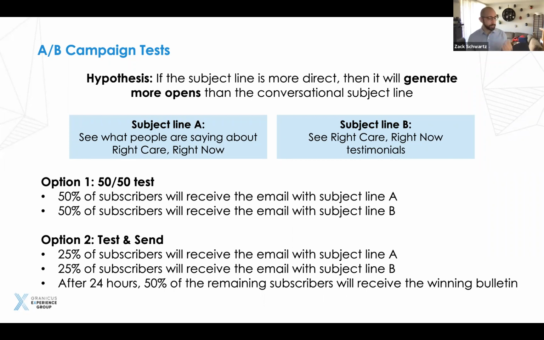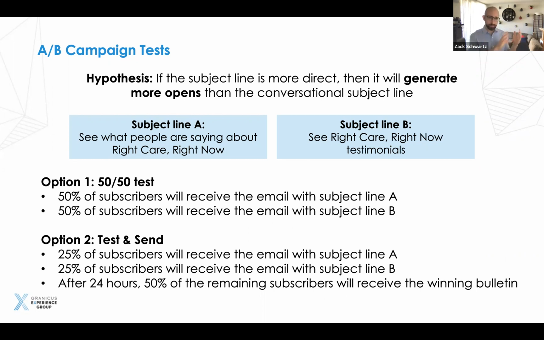There are two different kinds of A/B test available to you in govDelivery. The first option is a 50-50 test, which divides your audience into two chunks. Chunk A gets subject line A, chunk B gets subject line B. And then after the entire thing is sent, you look at the results and you can compare. Option 2 is called a test and send, and that is where you divide your audience into 3 chunks essentially. And you first do a 50-50 test to the first half of your audience.